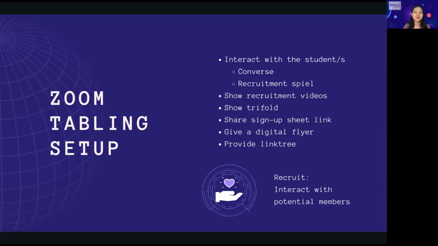Also important, make sure that you share the sign-up sheet link. I will also provide those. I will probably make a document with all of the resources that you can show and share. And then you can also give a digital flyer. I also put that on BeachSync, but I'll also provide it for you guys. And you can also provide them the link tree. The link tree is also on our digital flyer, but basically it's a link with all of our important links to our social medias and other resources that we have.